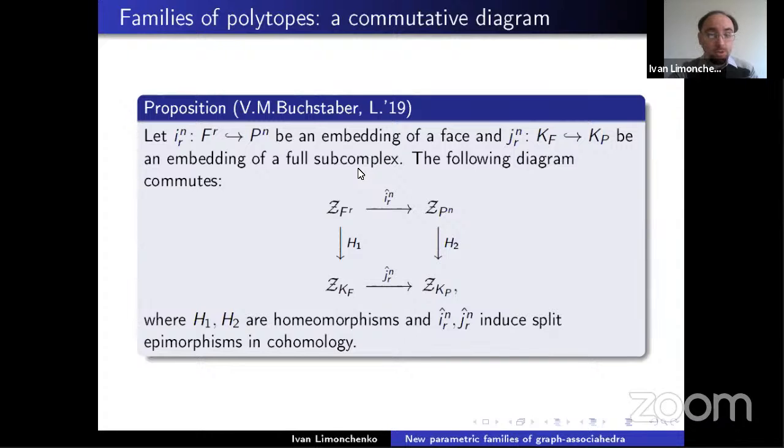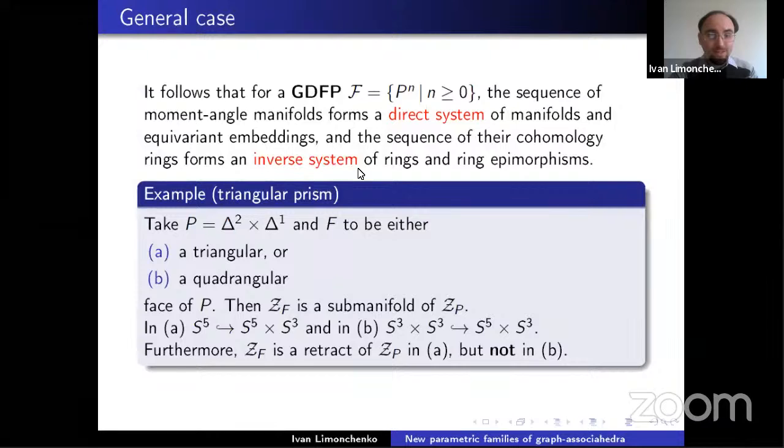In general, it's not true. I'm going to show a counterexample on this slide. But for a moment, let me say that for any geometric direct family of polytopes, the sequence of moment-angle manifolds forms a direct system of manifolds with respect to equivariant embeddings. And the sequence of cohomology rings forms an inverse system of rings and ring epimorphisms, because actually Z_F will be a retract of Z_P. And let me show this counterexample.